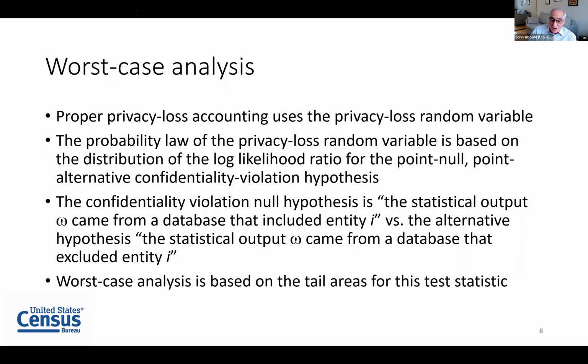That's the confidentiality violation null hypothesis, and it has a properly formulated test statistic, which is a log likelihood ratio. And the probability distribution of the privacy loss random variable is entirely determined by that sufficient statistic. So we can understand it, and we can use it to explain how worst case analysis works in terms that statisticians understand. And I'm not the first one to recognize that by any means. Wasserman and Zhao in their 2010 JASA article basically laid it out with the same reasoning.